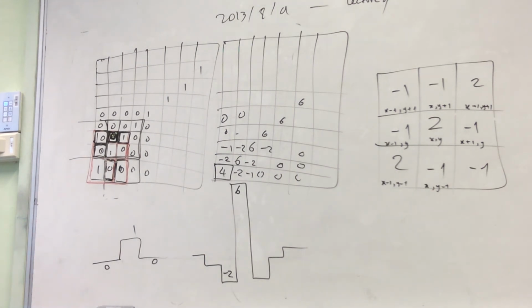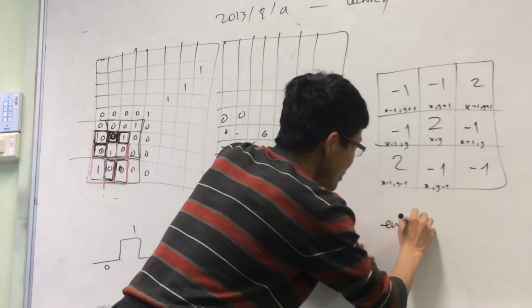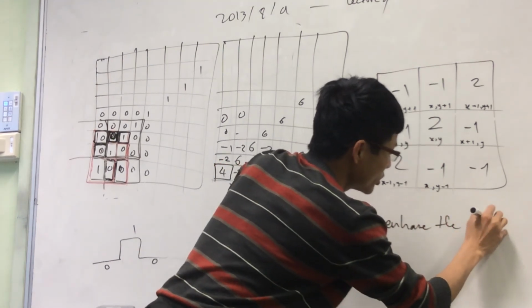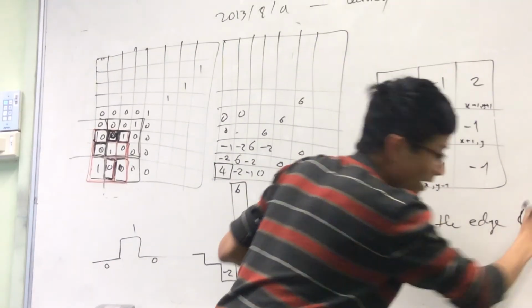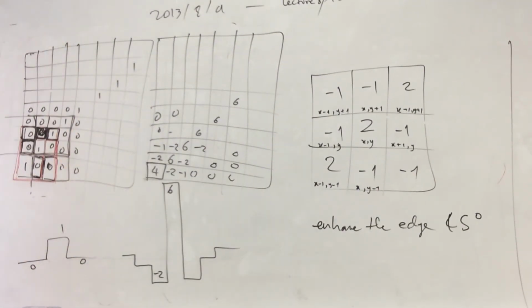This one enhances the edge in the 45-degree direction only. It doesn't work with the vertical line like before. It only works with 45 degrees. All right, how is that?